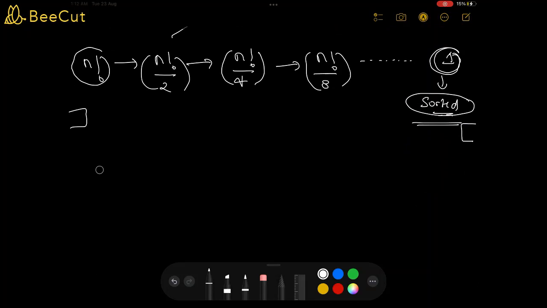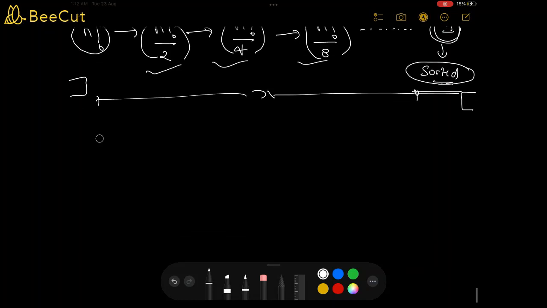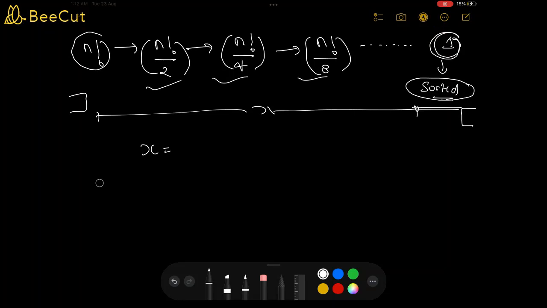So what would be the time complexity? Obviously the number of steps that I've taken. Let's say the number of steps are x. We don't know what x is, and we'll find out now. So x basically is the number of steps which the algorithm has taken to reach from n factorial to 1.